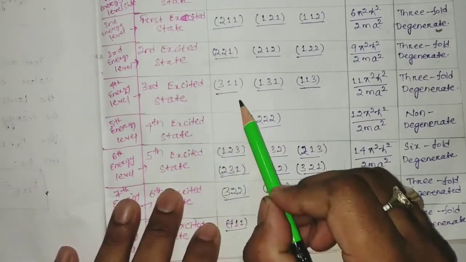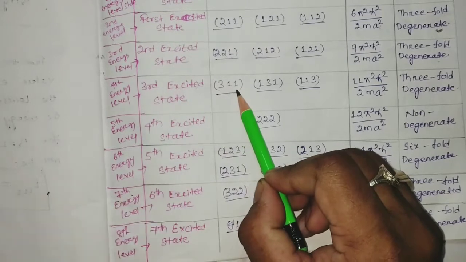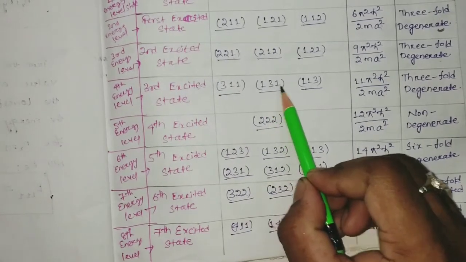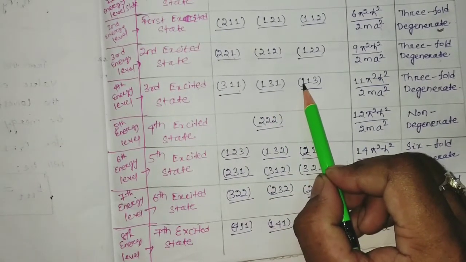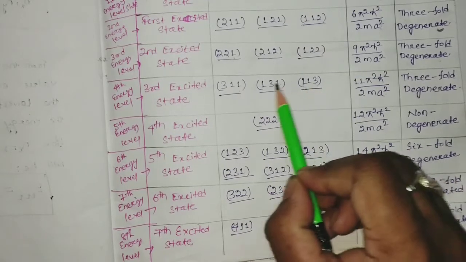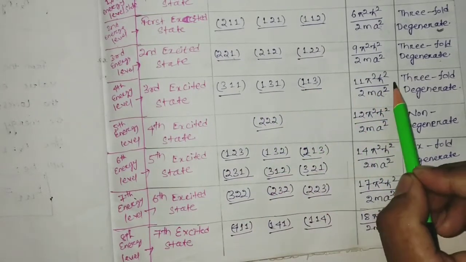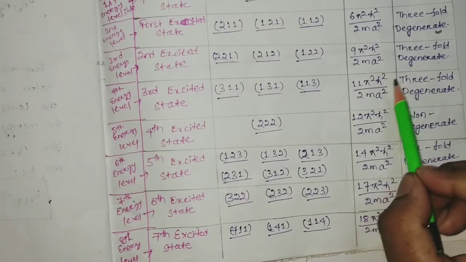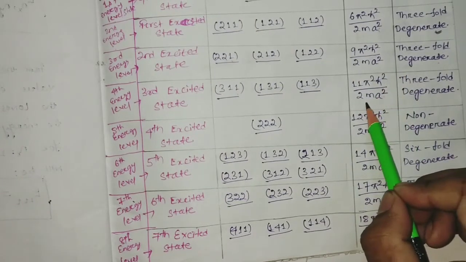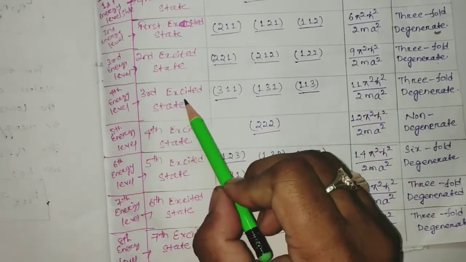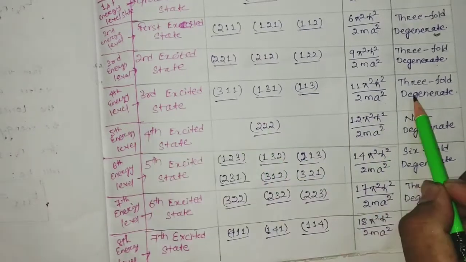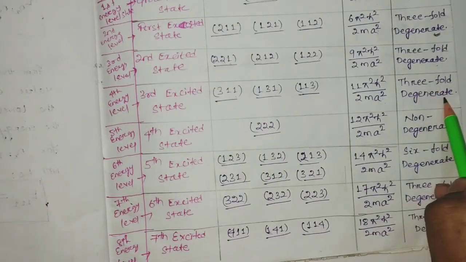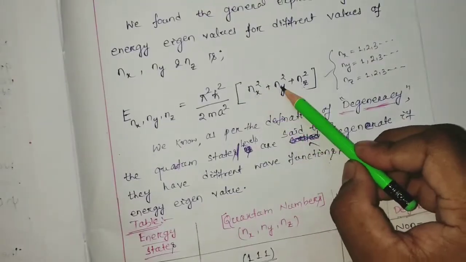So for 3, 1, 1 or 1, 3, 1 or, oh sorry, 1, 1, 3, these three combinations have the same energy eigenvalue, 11 pi square h cross square by 2 m a square. So the third excited state or fourth energy level is threefold degenerate. You can put 3, 1, 1: 9, 1, 1, that is 11, right?